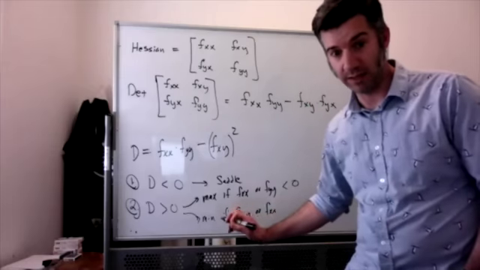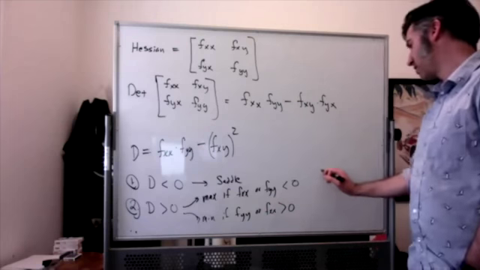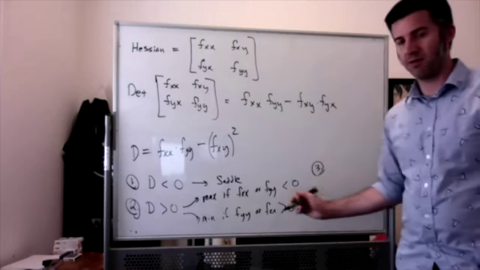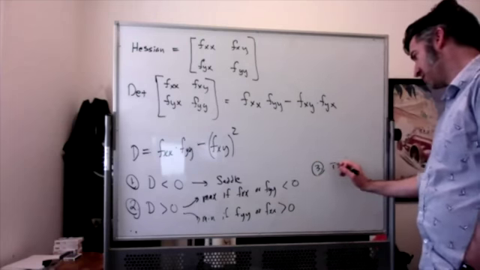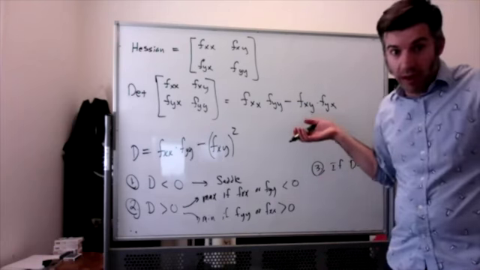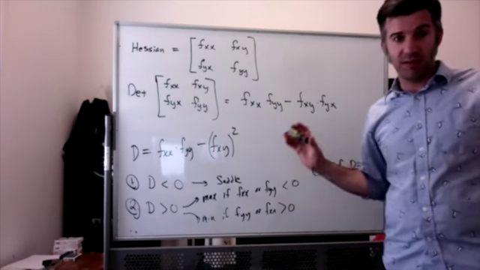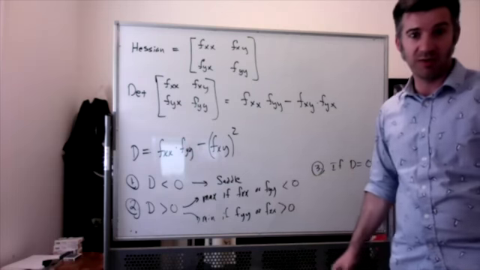Sorry, positive. Apologies. And then lastly, the sad case. If it's equal to 0, we don't know. You might have a min, you might have a max, you might have a saddle, you might have something that's none of the above. It can be super wonky.